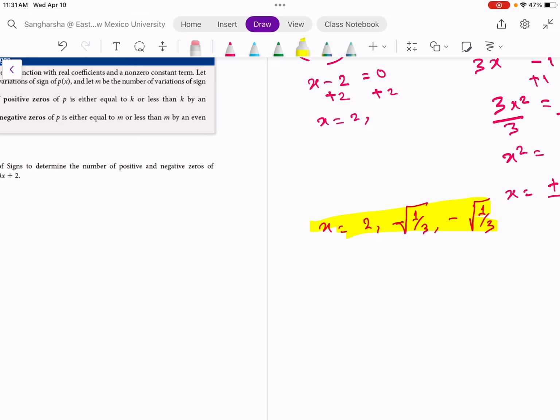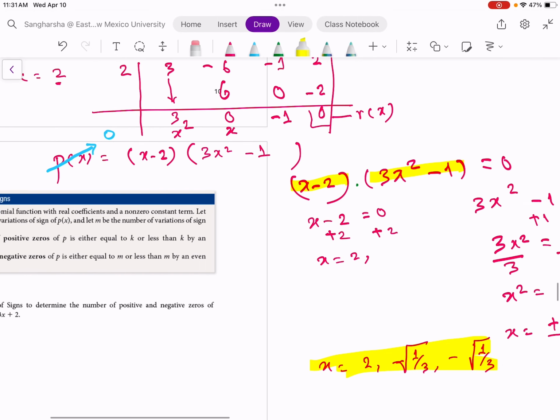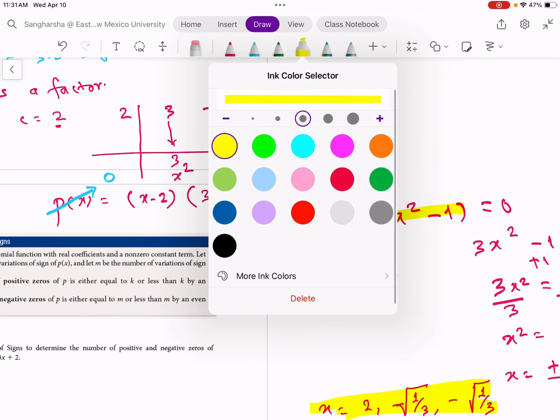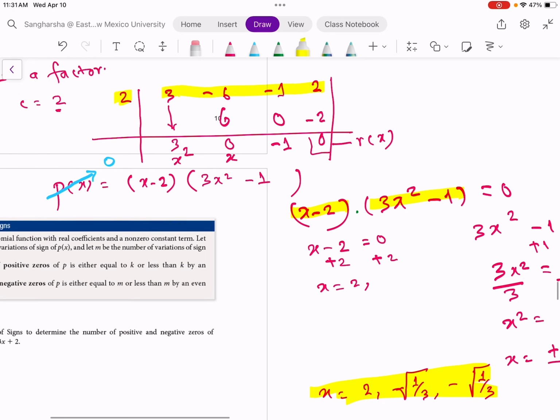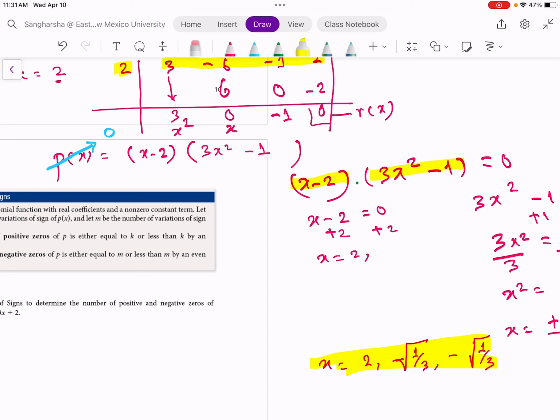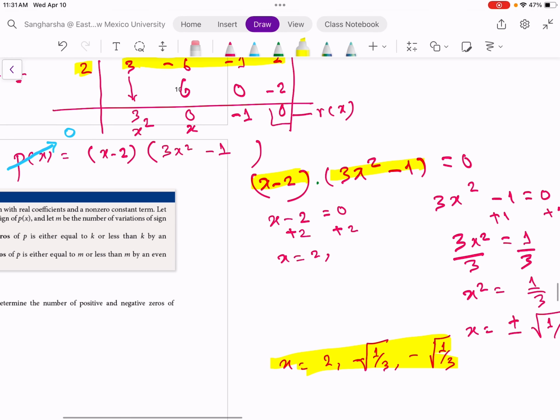Once you have a real zero, use synthetic division. You are dividing the coefficient of each term by that real zero. Then write down your function in factored form. You set each factor equal to 0 and solve those equations, and the solutions of the equations give you the real zeros for the function.